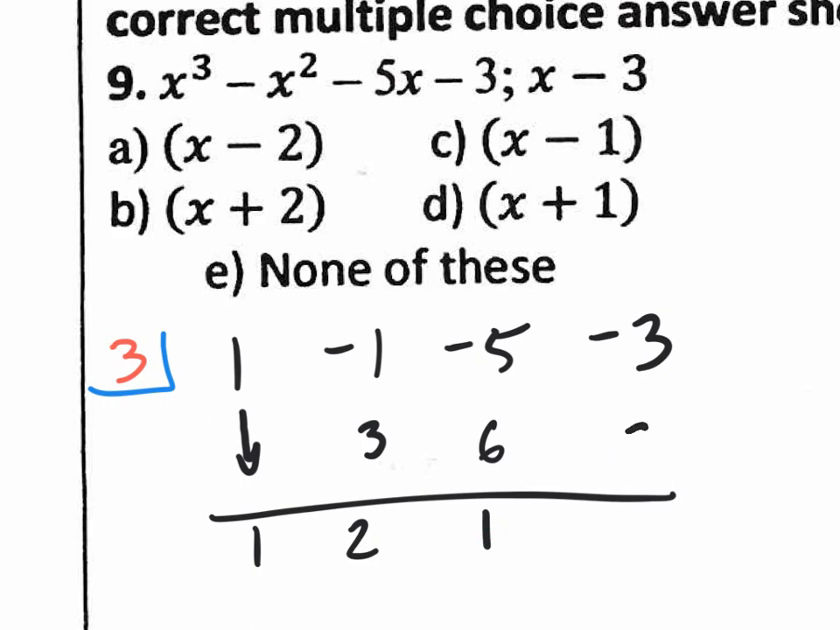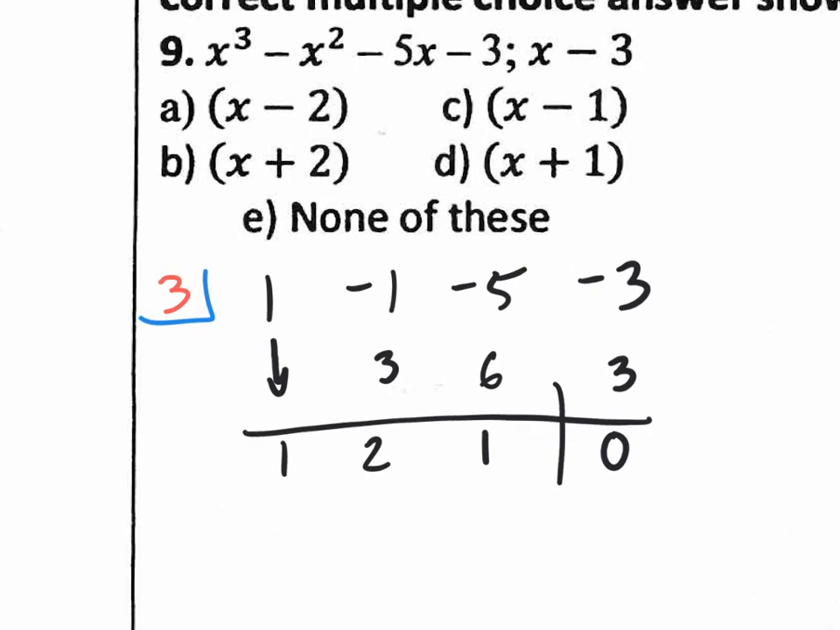There you go. What's left over? Nothing. That doesn't surprise me because we already knew that this was a factor. They told us it was a factor, and whenever you divide something by one of its factors, you get 0 as a remainder. So they're asking us for the other factors. If I didn't have 3 numbers here, I would keep going. But I have 3 numbers. That's a quadratic. I could deal with quadratics. x squared plus 2x plus 1.